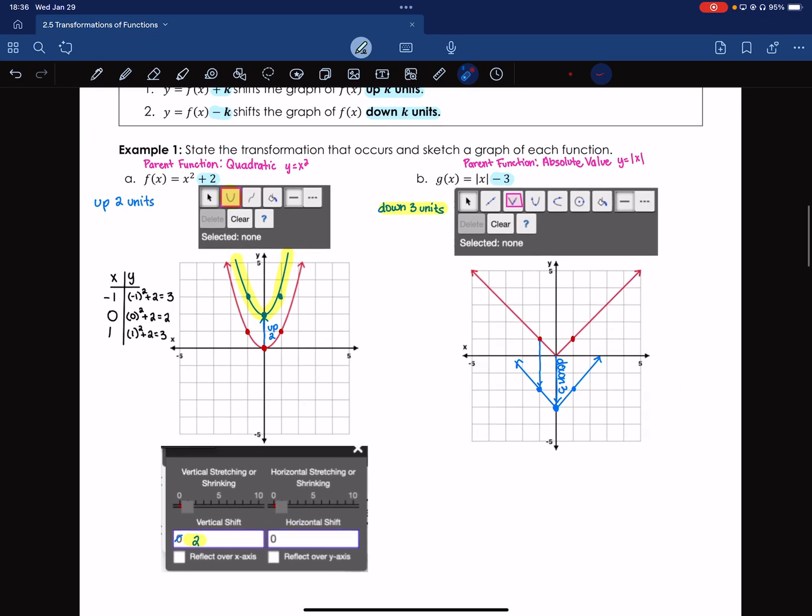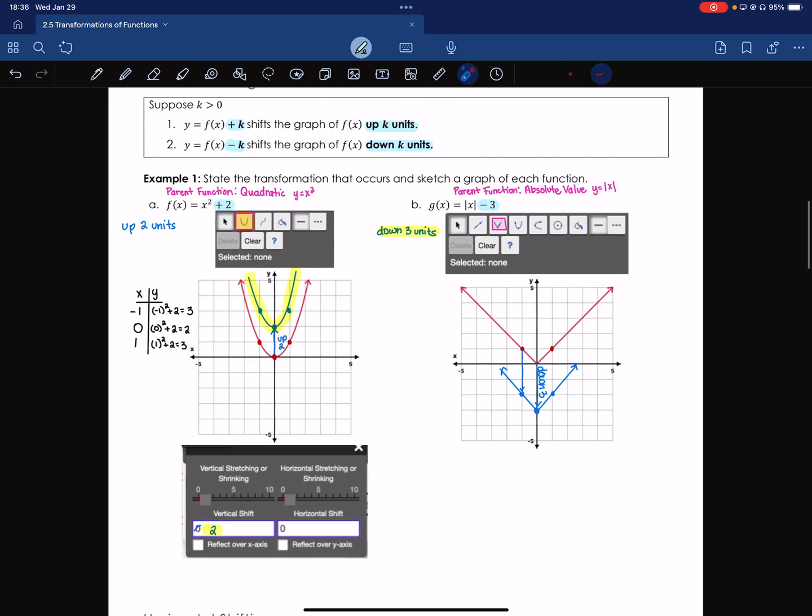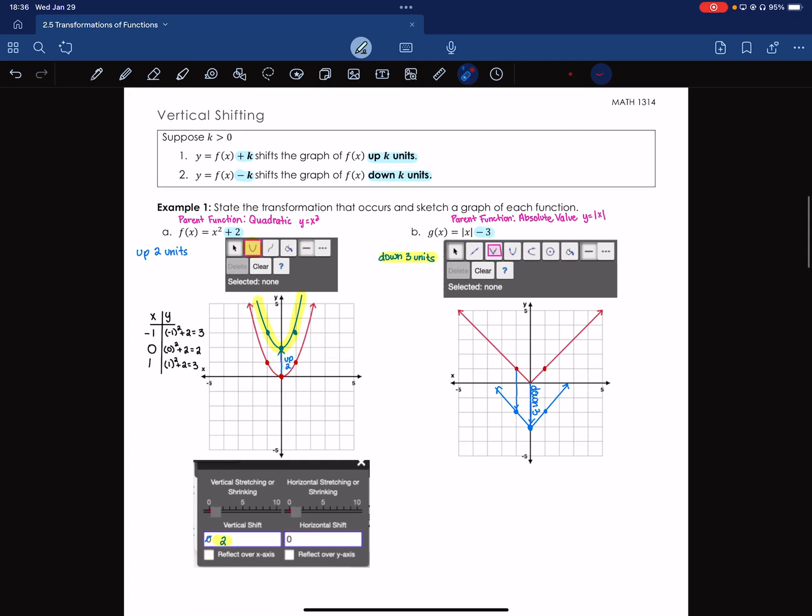Okay, and so I believe one like this shows up where you select this and then you have to type in the number. And then one like this, where you have more options here, you actually have to physically put some points there. And again, you can always make a table if you need to. Okay, so that is a vertical shift, vertical translation. It's just going up or down.